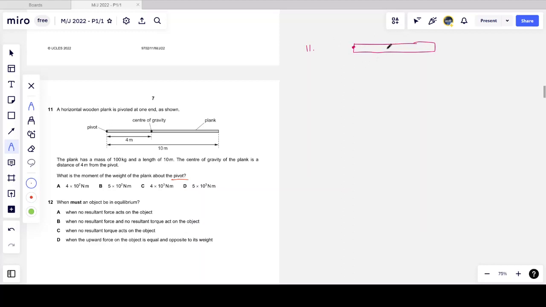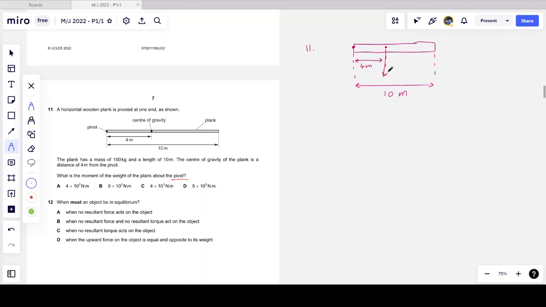The center of gravity is not at the center. So it's not our usual object, but the good thing is that at least they told us where the center of gravity is. The distance from the pivot to the center of mass is 4 meters, and the total length of the plank is 10 meters.